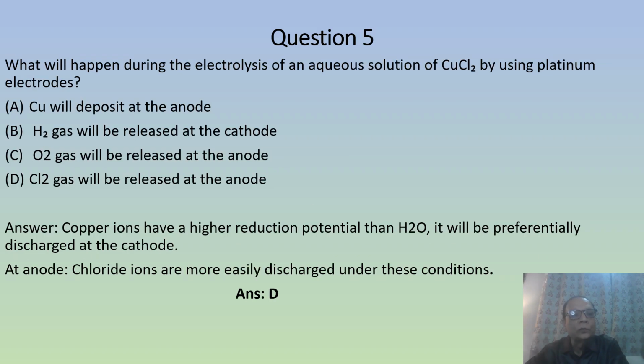Question 5. What will happen during electrolysis of an aqueous solution of CuCl2 by using platinum electrodes? So I hope your answer was D. Copper ions have higher reduction potential than H2O. It will be preferentially discharged at the cathode. At anode, chloride ions are more easily discharged under these conditions than the water ions, and therefore the answer is D. Chlorine gas will be released at the anode. I hope you got it correct.